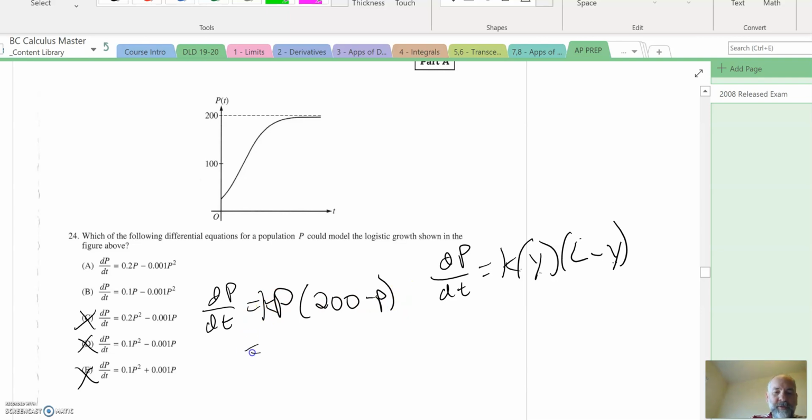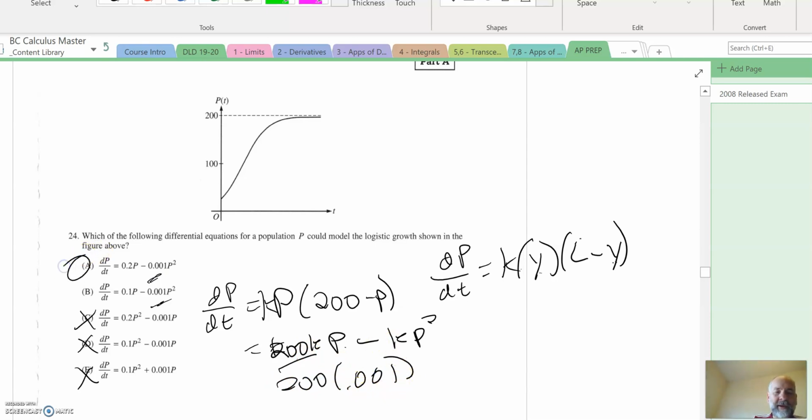And when you multiply it through, it's going to be 200k times p minus kp squared. So the coefficient on the p is 200 times a constant, and the constant is what's multiplying the p squared. So they're telling me the constant is 0.001, and 200 times 0.001 must be, yes it is, 0.2, so I'm saying A. Boy, we're going to find out in a little bit if that's right.